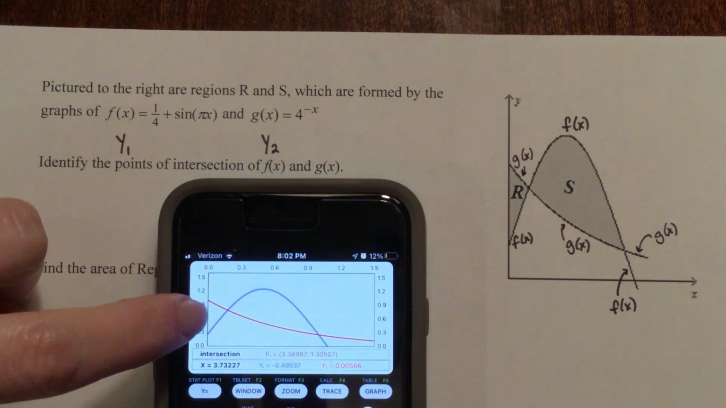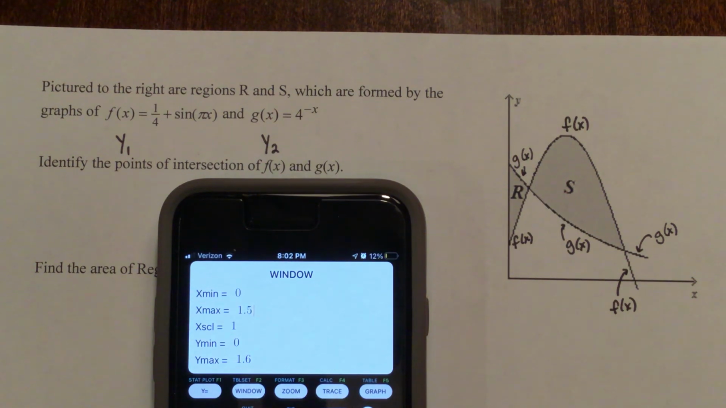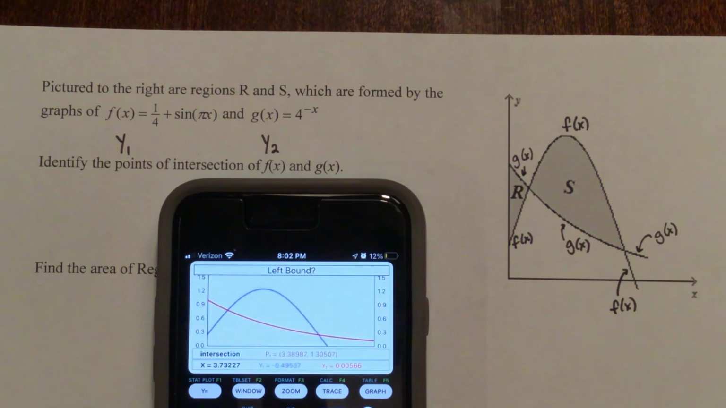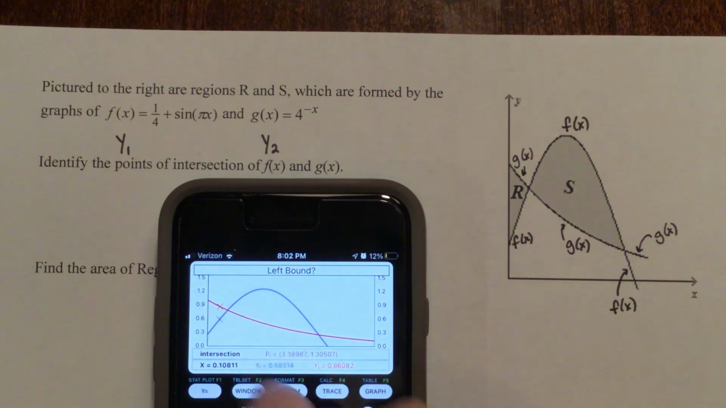Okay, so we've got R over here, and we've got S in between over here, and then this area we don't care about. We are looking for this point of intersection and then this point of intersection. I'll hit window one more time so you can copy that down if you want. Second trace. We are looking for points of intersection, which is number 5. You can just hit 5 or you can go down to intersect. Left bound. We want to be to the left of the point. You probably have to hit the left arrow if you're on a normal calculator. Enter. Just trace a little bit to the right, hit enter, and it finds your point of intersection.